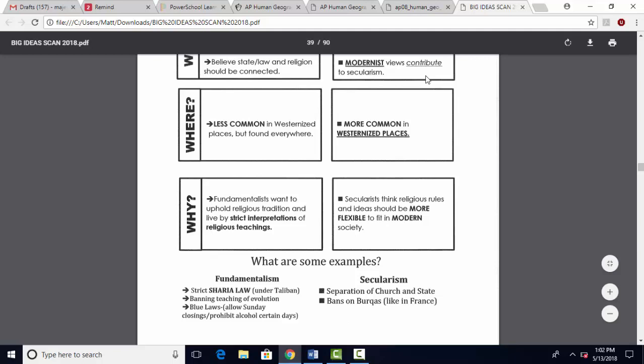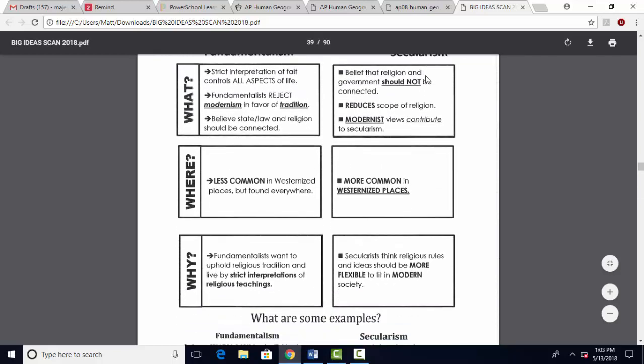Secularism, remember, is something very different. Secularism is a belief that religion and government should not be connected. You can either be not religious or you can just think religion's not that important and not that necessary. This usually means a religion has less of an impact on your life. Oftentimes, secularists are also called modernists because they have a more modern view of how the world is developing. They believe we should focus on the future instead of holding on to traditions from the past.